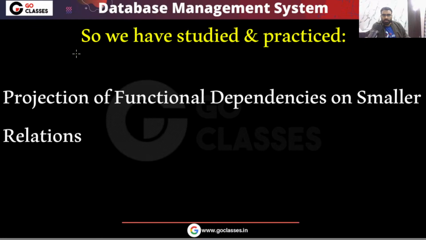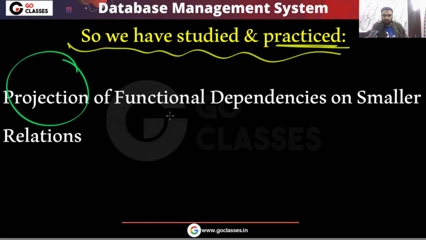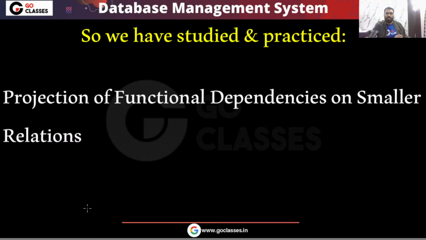Okay, so we have studied and practiced. We have done a lot of practice of projection of functional dependencies on a smaller relation. I hope you are comfortable. Let me know, projection of functional dependencies, did you understand? On a subset of attributes, which functional dependencies will hold? Did you understand? Let me know.